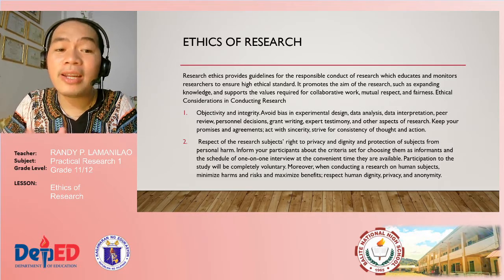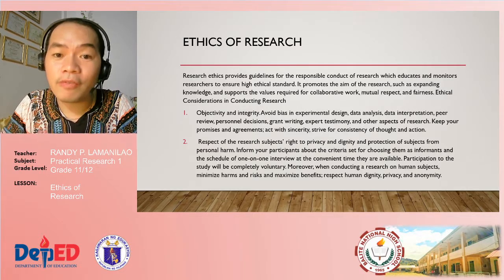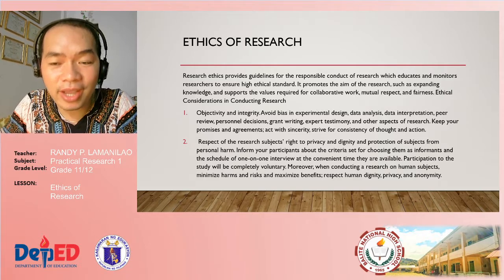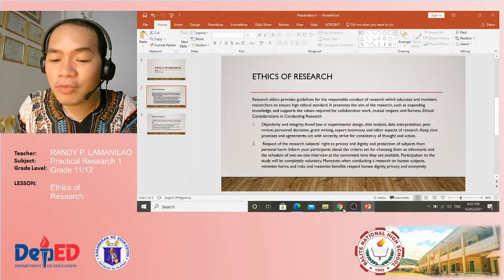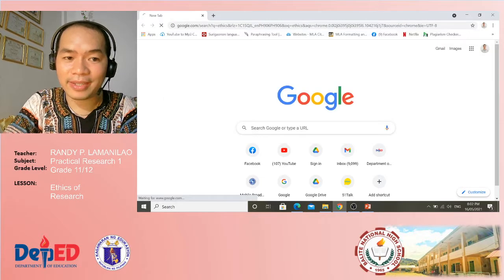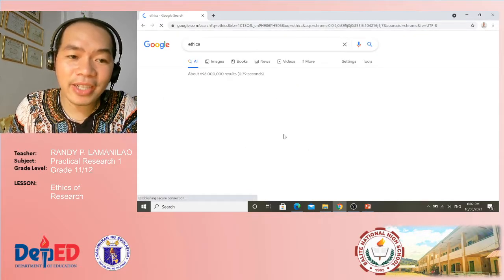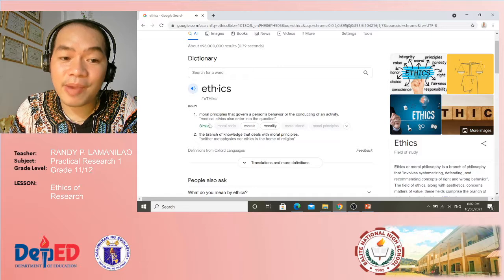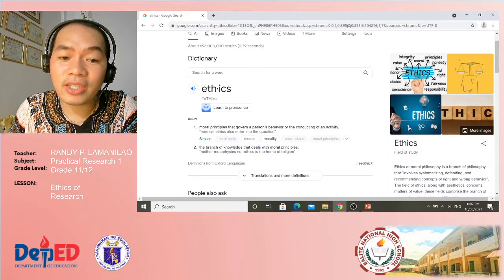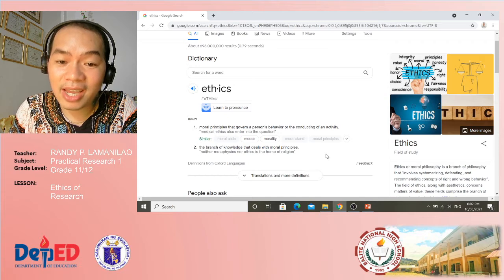Research ethics provides guidelines for the responsible conduct of research, which educates and monitors researchers to ensure high ethical standards. So first of all, ano ba talaga yung ethics? Alright, let's search it over the internet. Ethics. It's the moral principles that govern a person's behavior or conducting of an activity. Right? Two, the branch of knowledge that deals with moral principles.